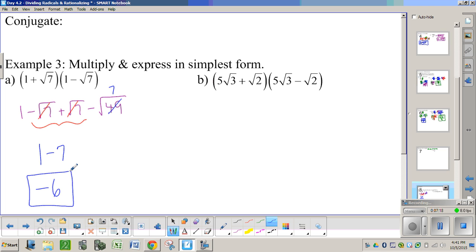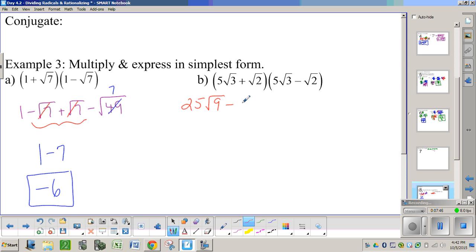So we took two binomials, both of which involved a radical, multiplied them together, and ended up with a nice integer value. So that's something that happens when you multiply conjugates together. So let's take a look at B. Let's multiply it out. Okay, so we have 5 radical 3 times 5 radical 3. That's going to be 25 times the square root of 9.